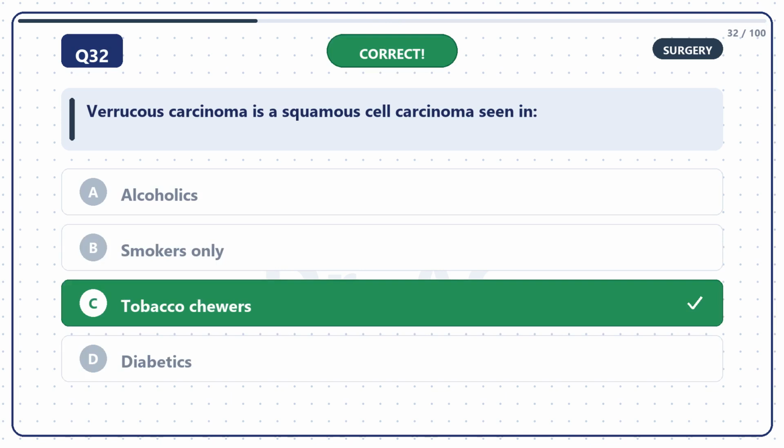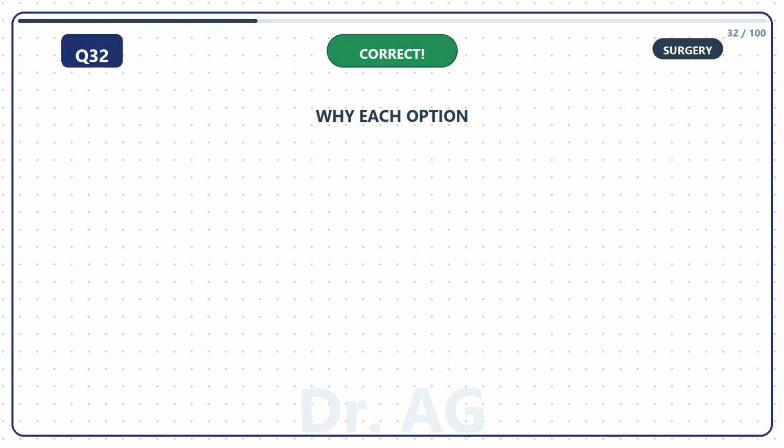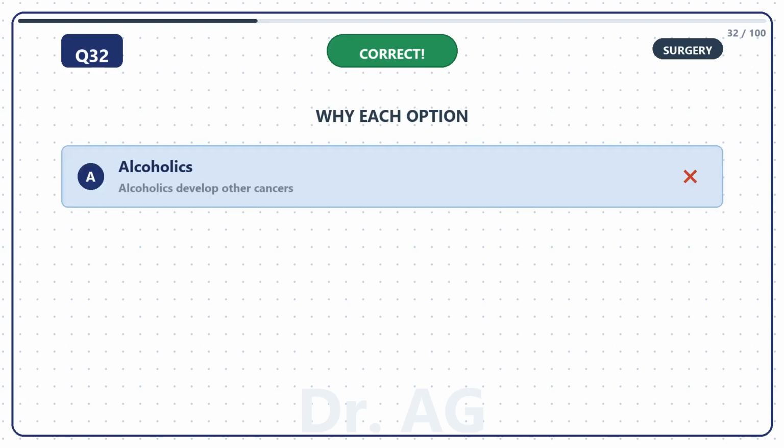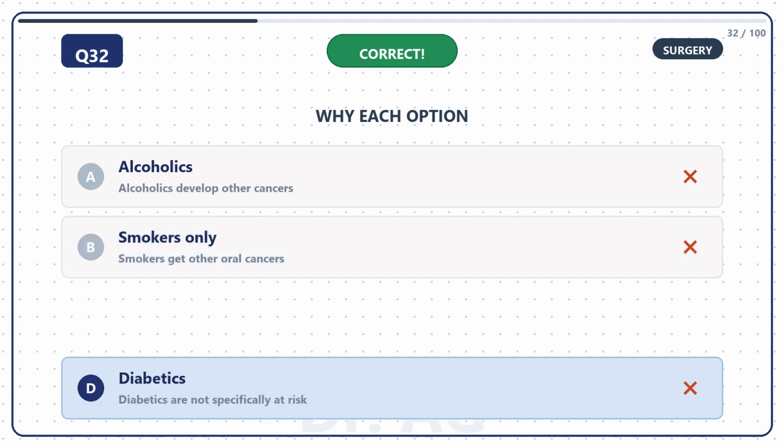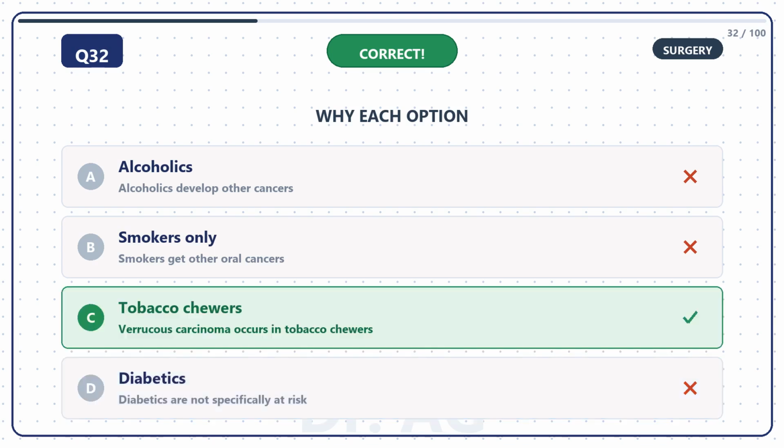Tobacco chewers. Let's go through the options. Alcoholics develop other cancers. Smokers only get other oral cancers. Diabetics are not specifically at risk. And the correct answer is tobacco chewers. Verrucous carcinoma occurs in tobacco chewers. So, the right answer is option C. Tobacco chewers.